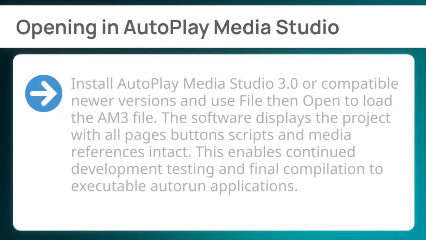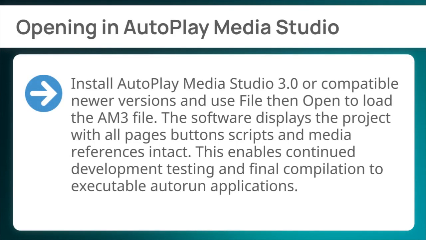First, opening in AutoPlay Media Studio. Install AutoPlay Media Studio 3.0 or compatible newer versions and use File then Open to load the AM3 file. The software displays the project with all pages, buttons, scripts, and media references intact. This enables continued development testing and final compilation to executable autorun applications.